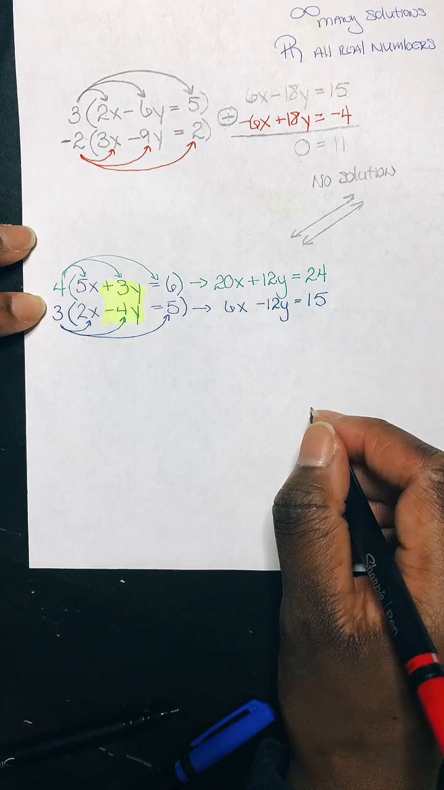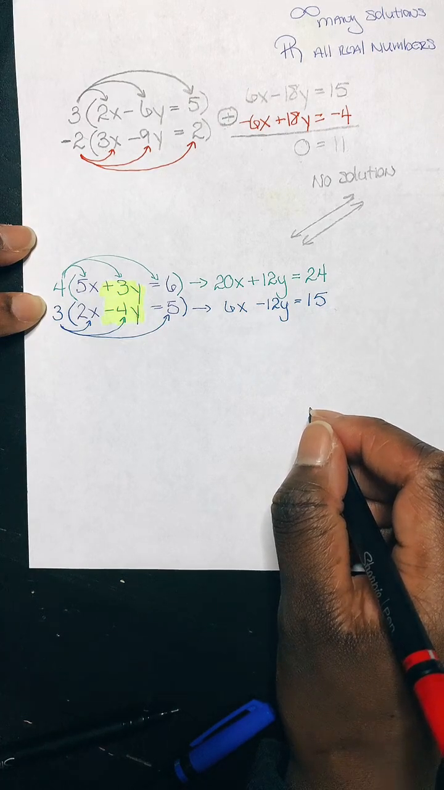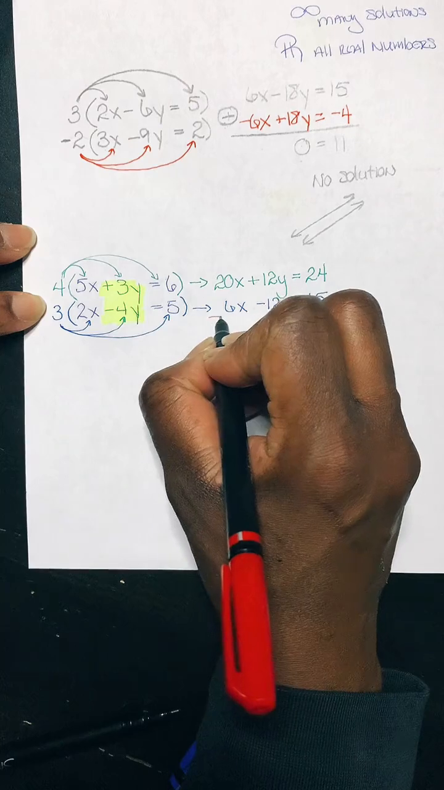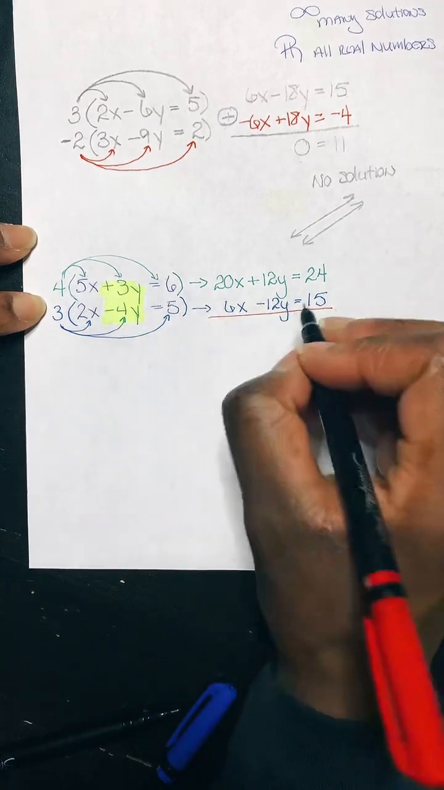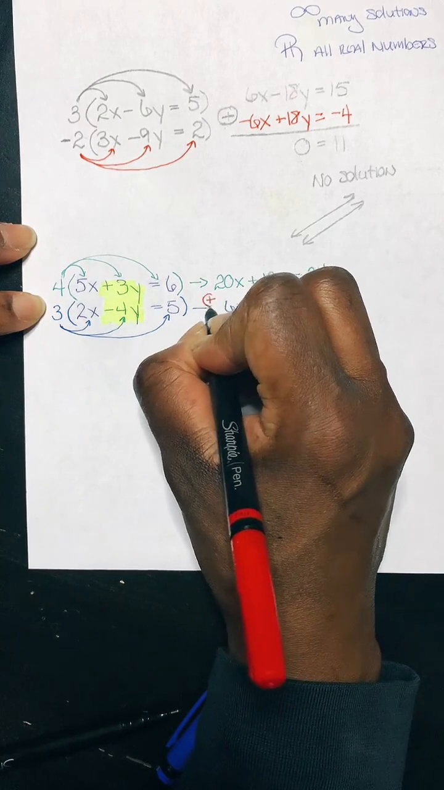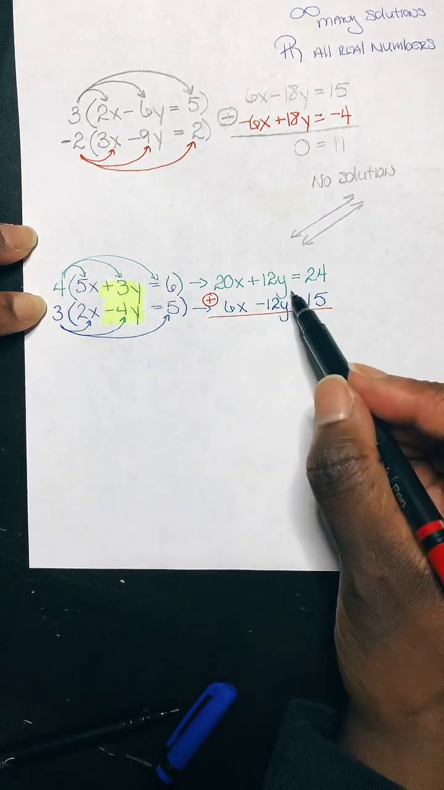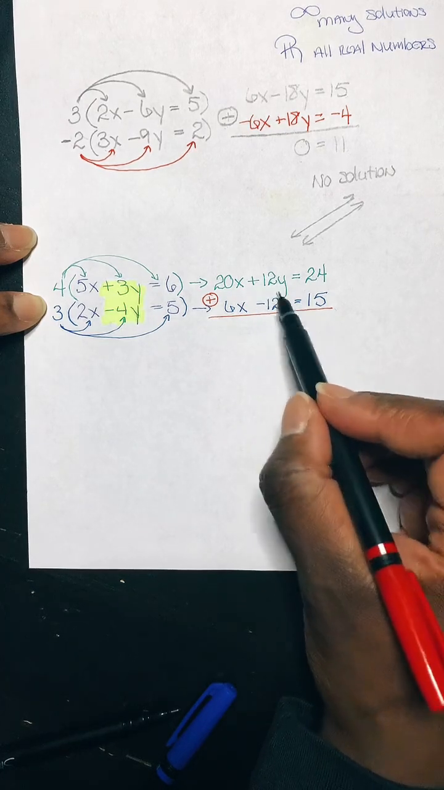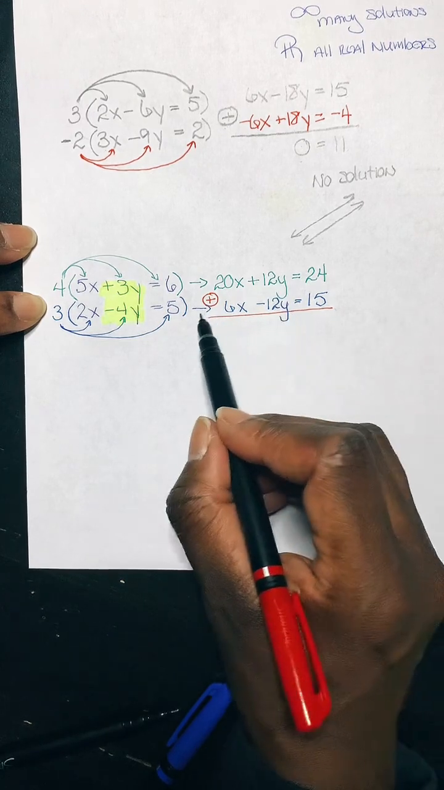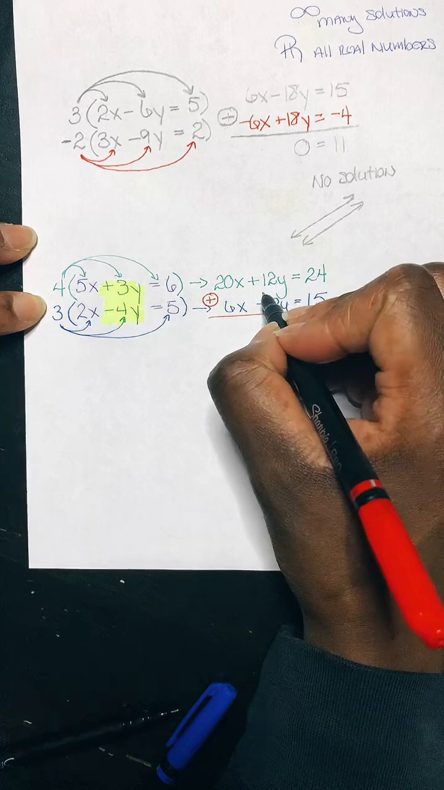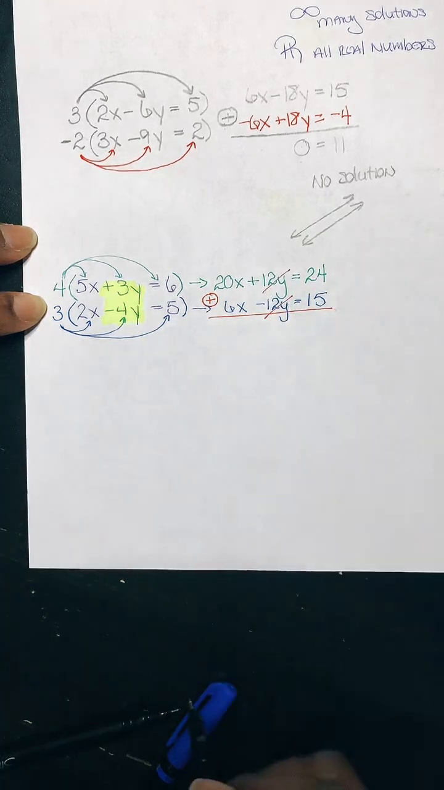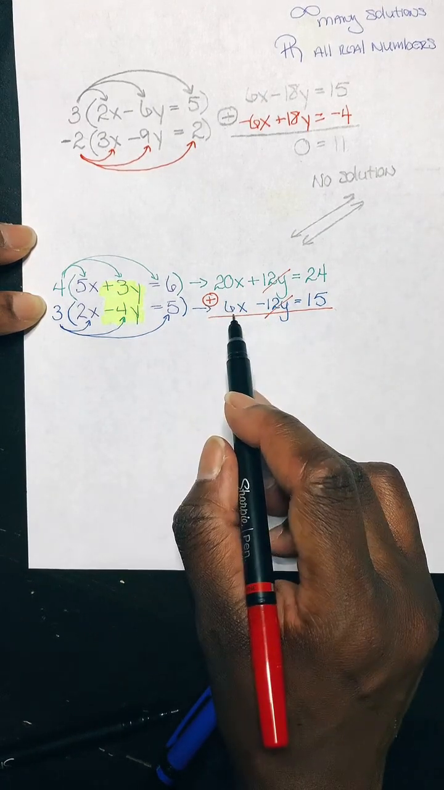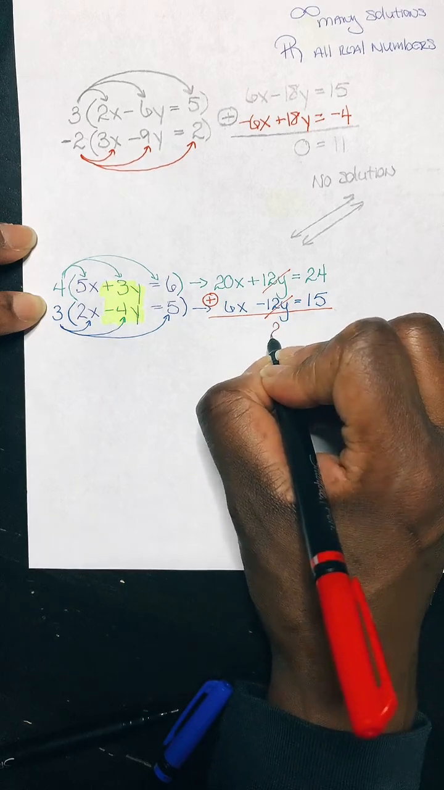Yes, I'm trying to cancel out the y's. So now we're going to add these two equations together. The reason I'm adding is that if I want to eliminate my y's, I have a positive 12 and a negative 12, and in order for these to cancel out, I need to add them. So that's gone and that's gone. Now what's left? 20 plus 6 gives me 26x.